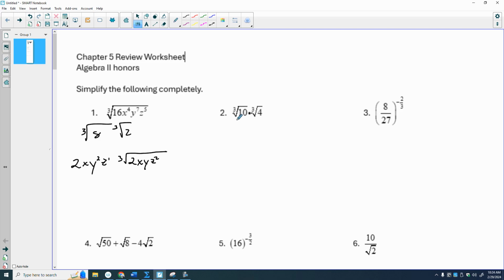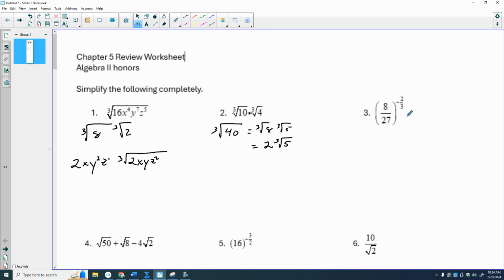Okay, number 2. I'm going to multiply first. We could try to reduce that down, but I'm going to multiply first. 10 times 4 is 40. Now I'm going to ask the question, what perfect cube goes into 40? And that would be an 8. And 8 times 5 is 40. Cube root of 8 is 2. Cube root of 5 is some constant or some decimal.